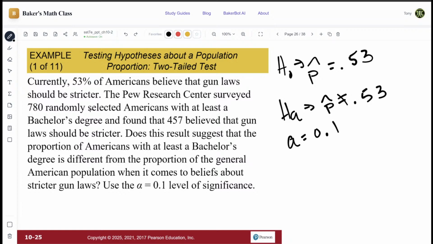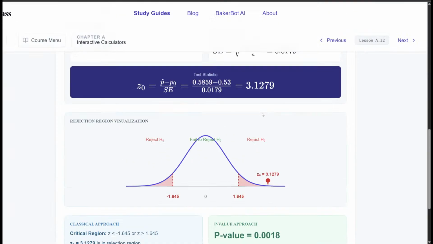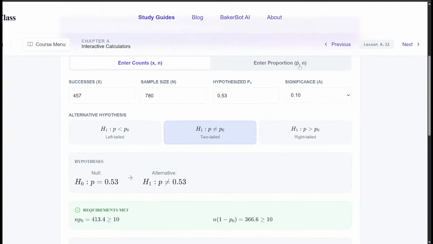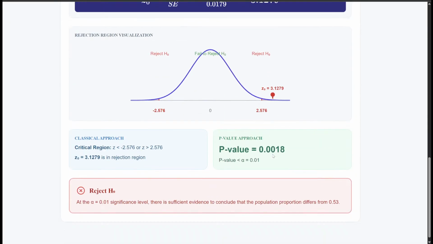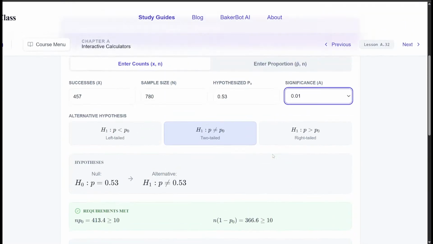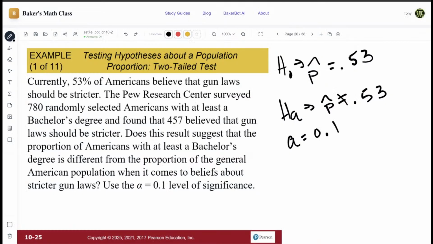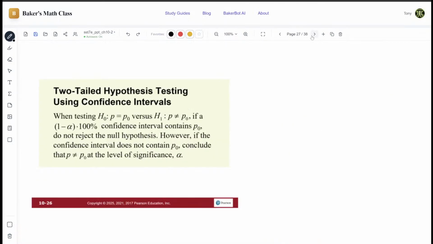Now, we did a 10% or 0.1 level of significance. If I change this and do it as a 0.01, the highest level of significance I can do, it's still rejected. It's far enough out there that even at the very highest end, we would still reject. So it is quite significant there.